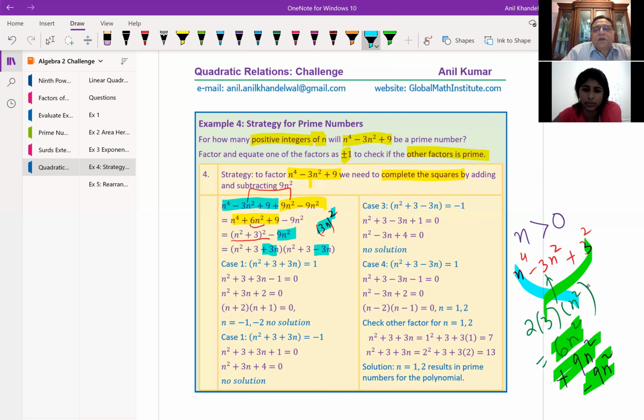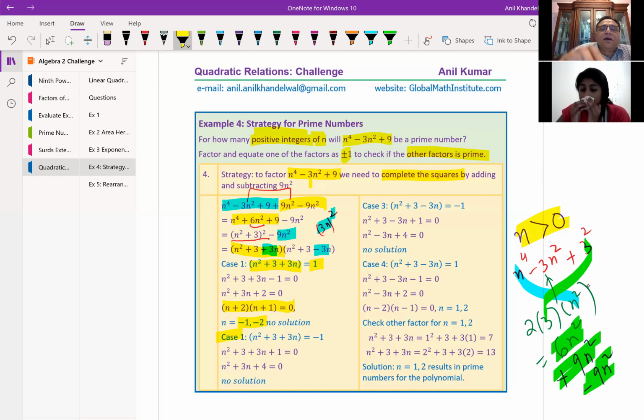Yeah. Now, once we have this, the strategy is to equate each factor to plus and minus 1 and see what result we get. We've got two different factors. Do we get a viable value of n? This is what we're checking. So, first case, I've taken the first factor, n squared plus 3 plus 3n, and equated that to 1. Once I solve it, I do get a solution, but in this case n is negative 1 and negative 2. Since we want n to be greater than 0, this is not treated as a solution, correct? Yes, because n must be a positive integer.